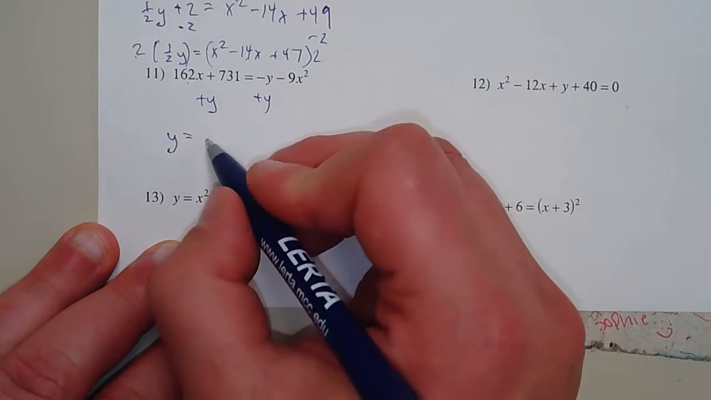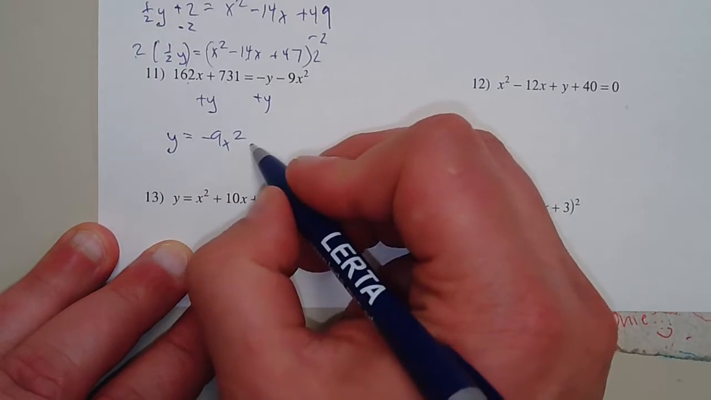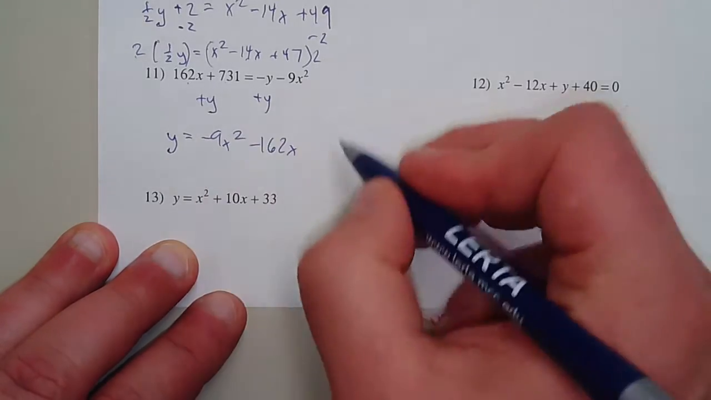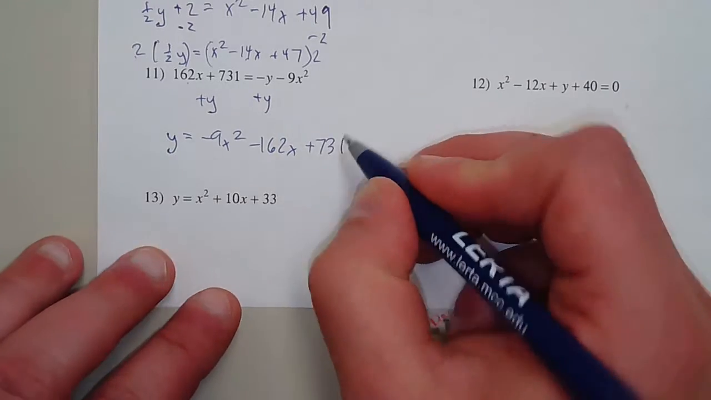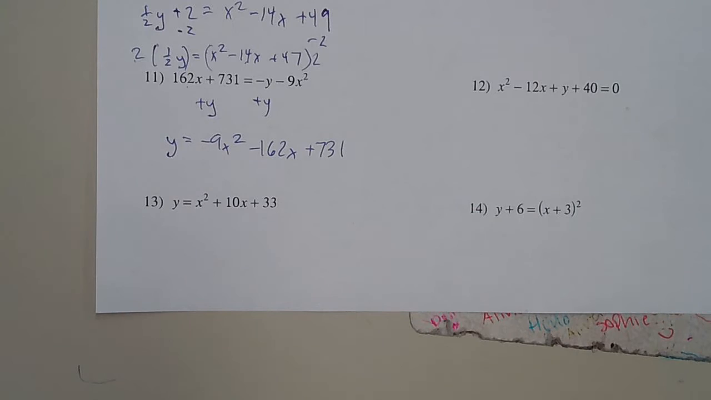So what am I going to have? I still have this minus 9x squared. I added the y over. I'm going to have a minus 162x. I'm going to have a plus 731. Now it's in standard form. Okay, my a is -9, and I can do my formula to find my h and find my k.